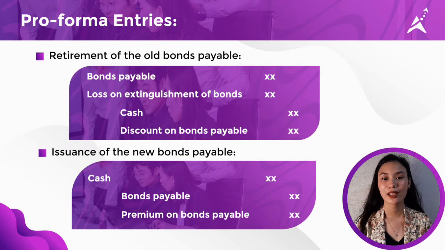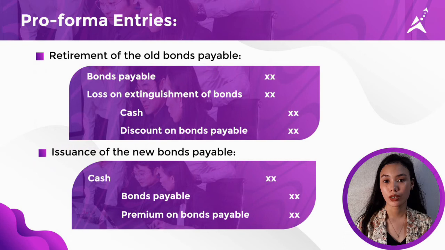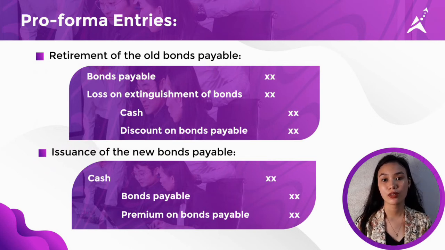So, saan nga ba nanggaling yung cash na pinangbayad mo? Probably because you issue new bonds payable, and the issuance of new bonds does not include the old ones. Huwag mong paghahaluin or pagsasamahin. Therefore, you debit cash and credit bonds payable, and if there is a premium or discount, that will also be credited. Maybe you're wondering if the entry for the retirement of the old bonds will come before the issuance of the new bonds. Well, pwede naman silang pagbaliktarin. There will be no problem.